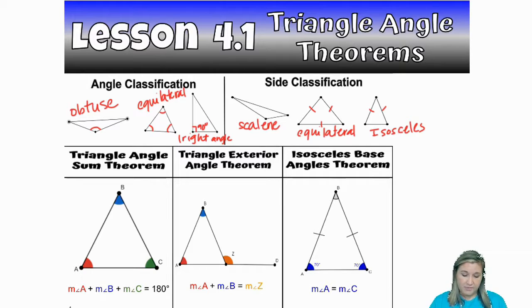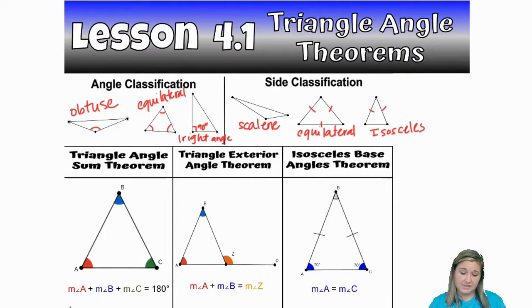Then we have the triangle exterior angle theorem. Remember, we talked about exterior angles with the parallel lines cut by the transversal. Exterior means outside. So we have one outside angle, like angle Z right here. That's going to be the measure of angle A plus the measure of angle B. This only works for triangles and it works for any exterior angle. It's because the interior angles add up to be 180, and so does a straight line. That's why this theorem works.